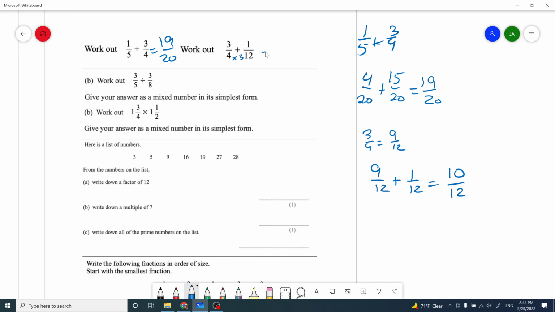But I need to simplify. I can divide these both by 2 now, right? This is going to be the same as, if I divide by 2, 5. If I divide here by 2, 6. So this is going to be 5/6.